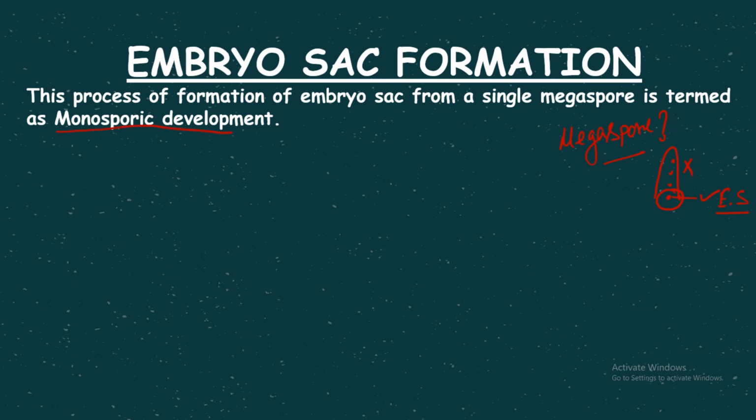Suppose 2 megaspores help in the formation of the embryo sac. That condition we can write as a bisporic condition. Suppose 4 megaspores help in the formation of the embryo sac. That will be the tetrasporic condition. The details of monosporic, bisporic and tetrasporic development of the embryo sac I already discussed. If you're interested, you can look back into the previous videos.